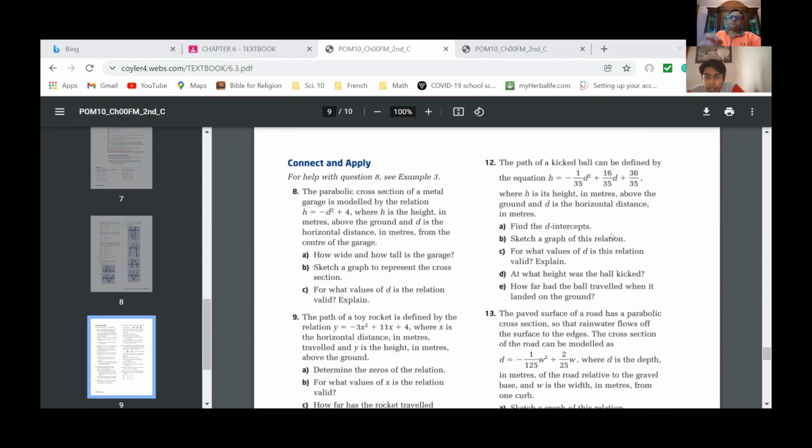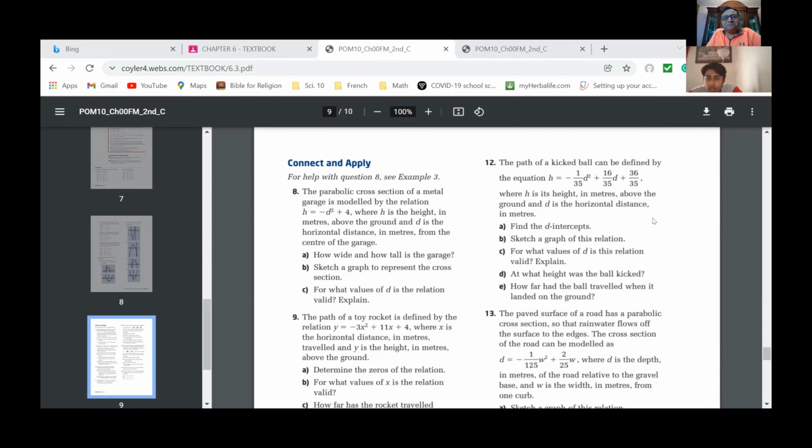The path of a kicked ball can be defined by the equation h equals minus 1 over 35 d squared plus 16 over 35 d plus 36 over 35, where h is its height in meters above the ground and d is the horizontal distance in meters. Find the d-intercepts and sketch the graph. D-intercept, what does it mean? D-intercept means what? The independent variable here is d.